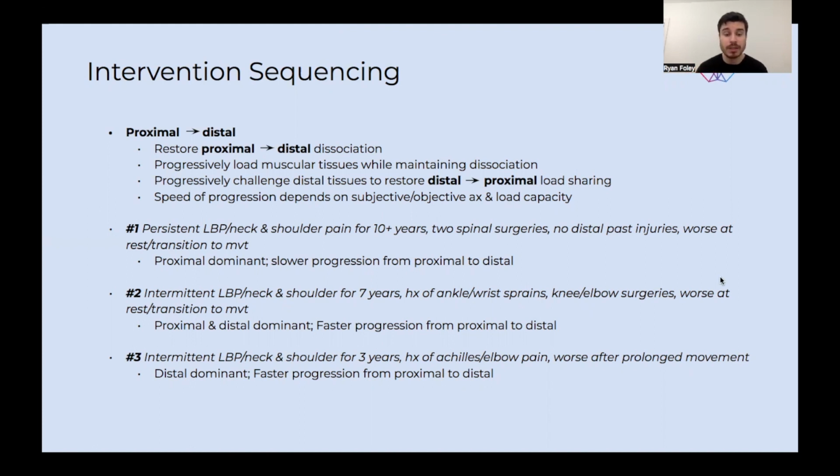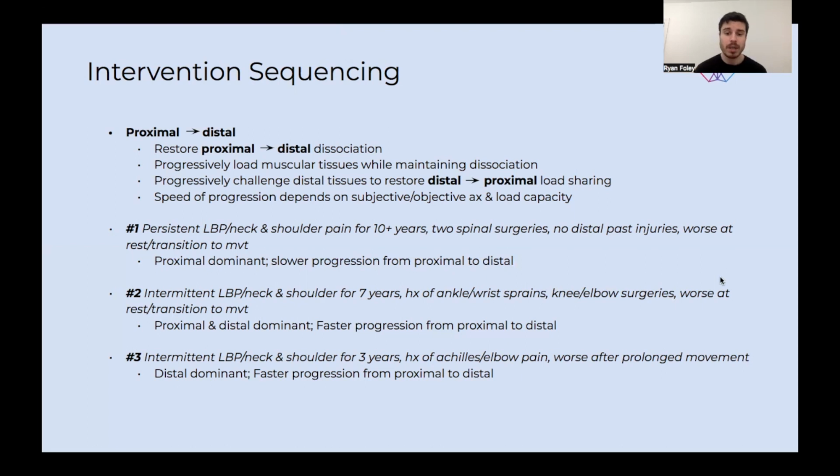as well as teaching the system to learn new ways of moving and expressing different strategies to manage forces and interact with the environment. Okay, so like we've said earlier, we're going to load the system in a proximal to distal manner. Okay, where we're going to work towards restoring dissociation behaviors between the joint segments proximally, and then working distally, and also improving the capacity of the muscular tissues to manage forces while we maintain those dissociation capacities.